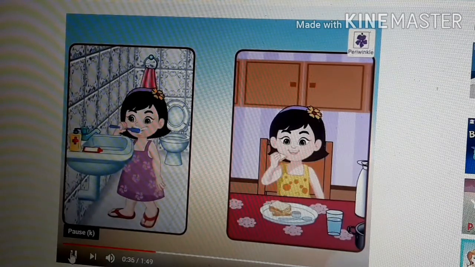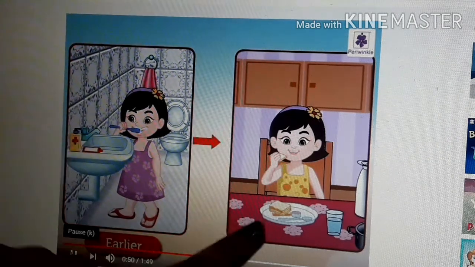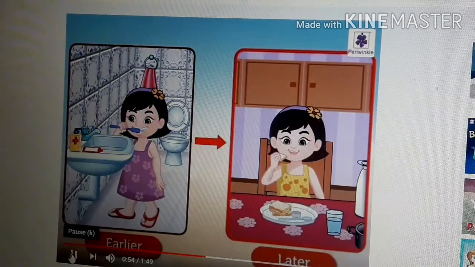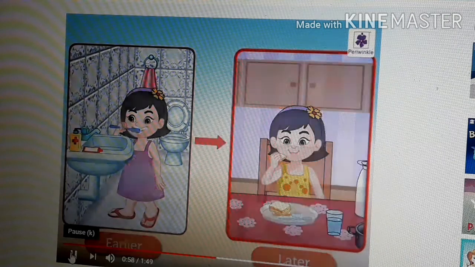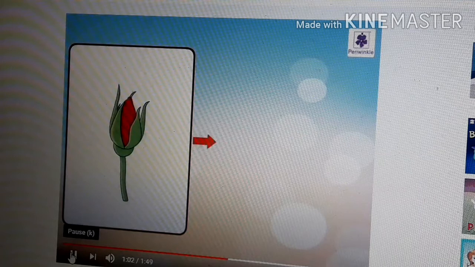We know that we should first brush our teeth and then have breakfast. So, the activity of brushing her teeth is said to happen earlier, whereas the activity of having breakfast is said to happen later. Let us look at another example. First, a bud is formed and then it blooms into a flower.